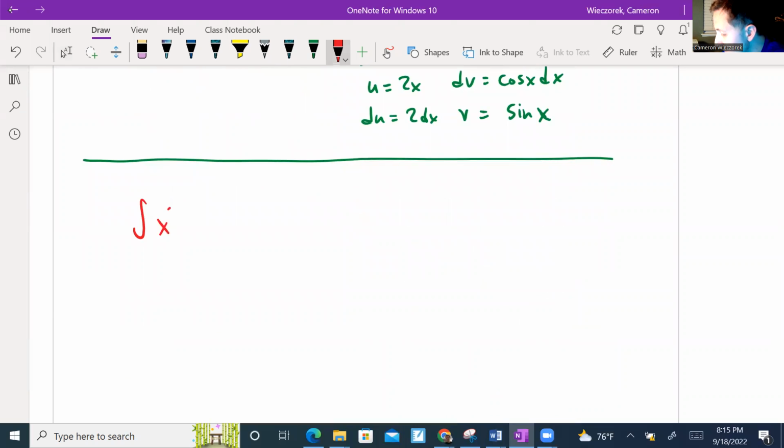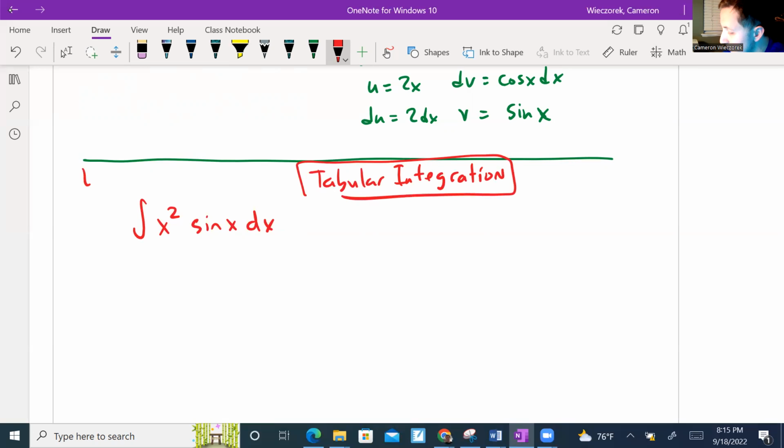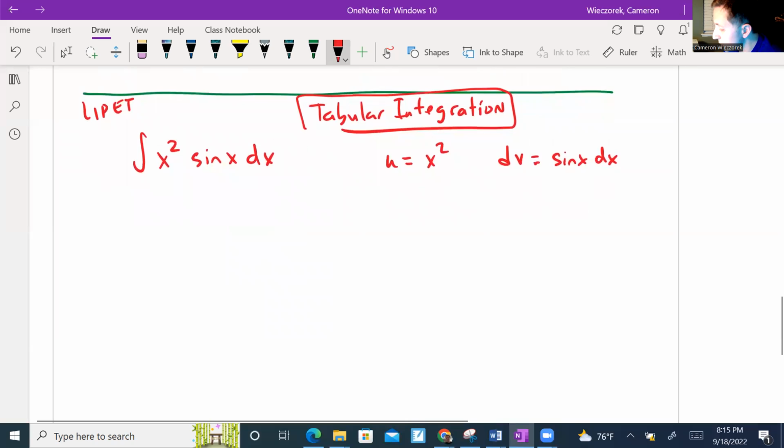So for x squared sine x, let's do this from scratch using tabular integration. The choosing of u and dv works very much the same way. You can still use your acronym LIPET to choose your u and your dv. I'm going to let my u equal the polynomial x squared, and my dv equal the trig function, sine x dx. Here's how tabular integration works.